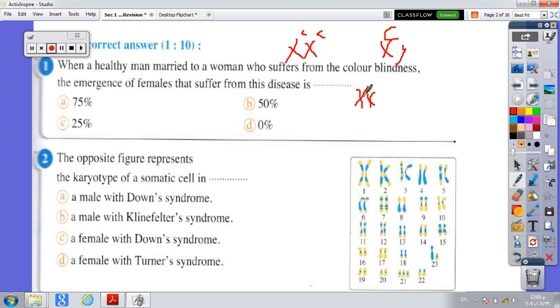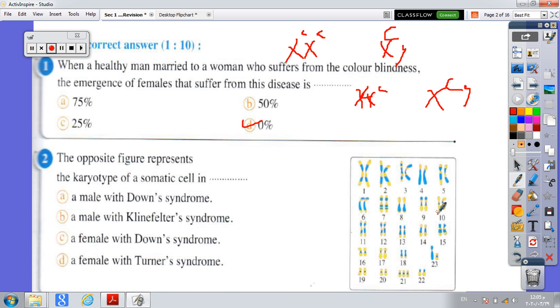X C capital, C small, or X, this capital C, and Y. The female here is XX which carries both chromosome C and C small, so she is a carrier or hybrid to color blindness, while the male is a healthy male. So the percentage of females that suffer from the disease is 0%. Okay.